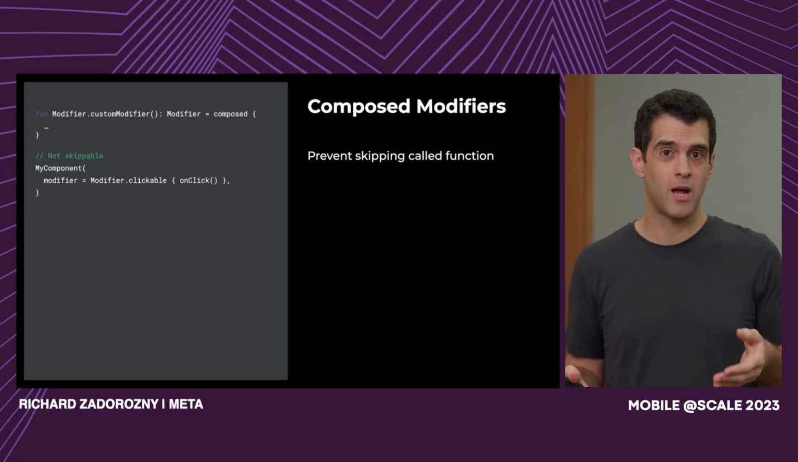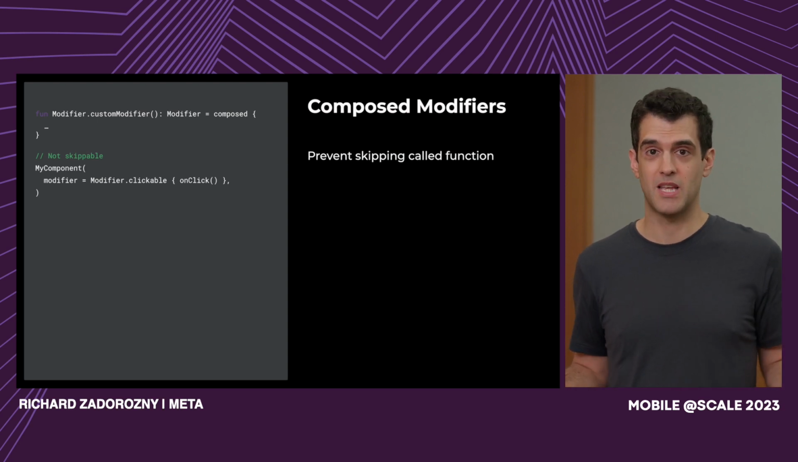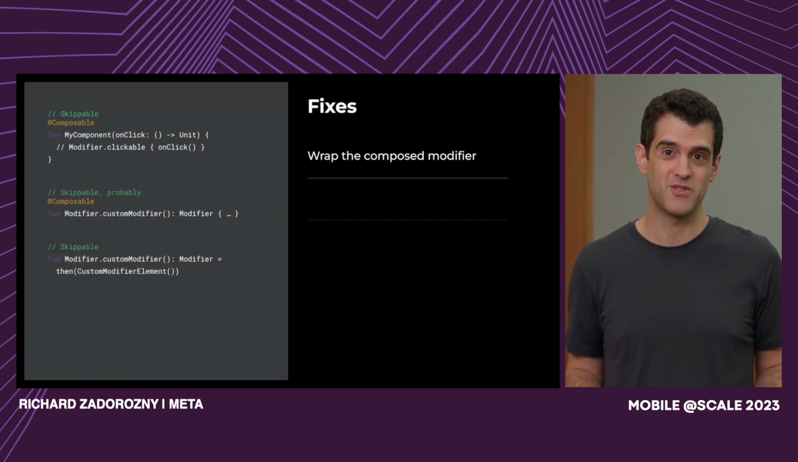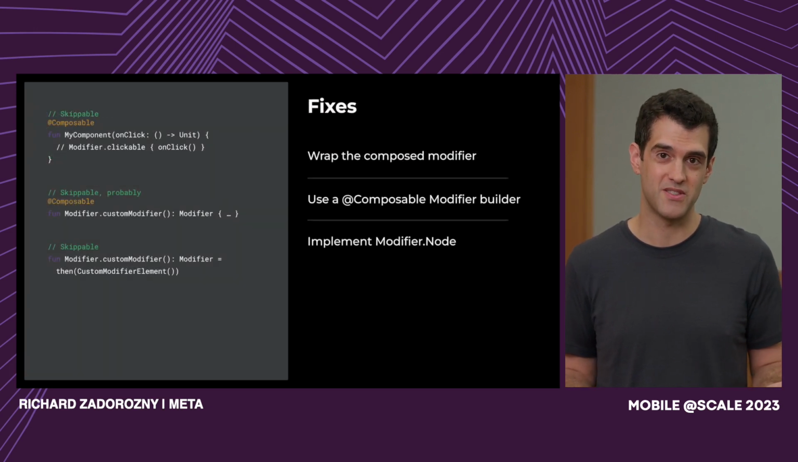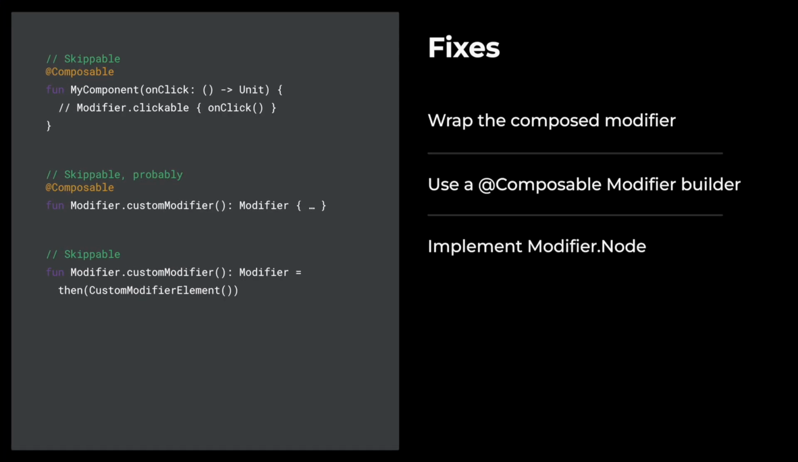This means every time you call my component or you get to this my component line, you cannot skip that call. And so we have to try to fix that as well. There are a few fixes. One is if you can move that composed modifier inside the component, now that component can be skipped and you're kind of pushing the problem further downstream, which might be fine for your purposes. So you could pass an on-click lambda instead. That lambda could be considered stable.